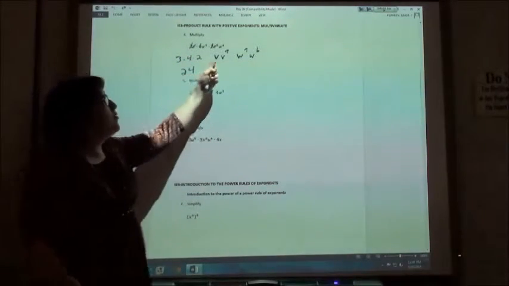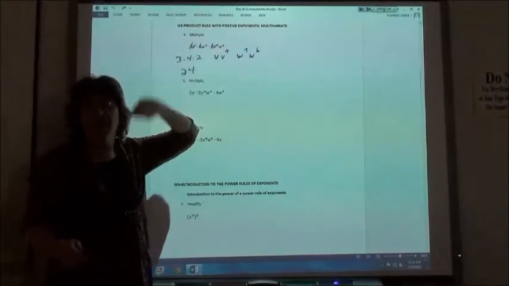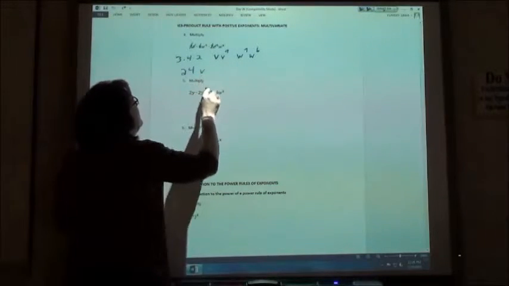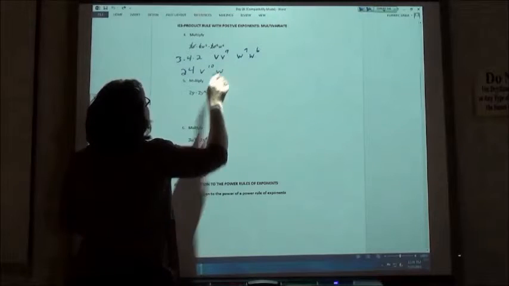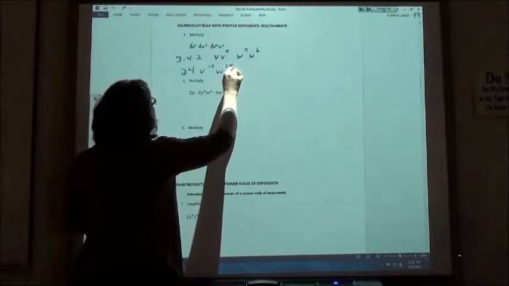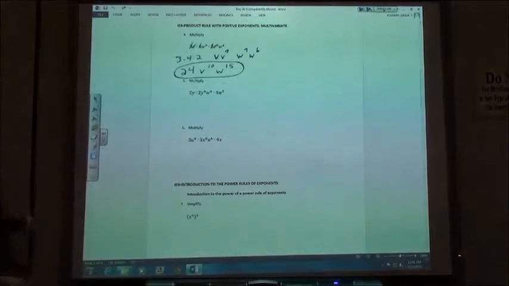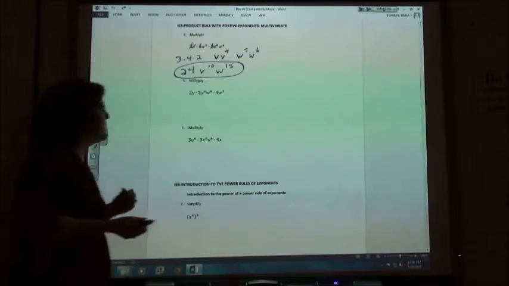And then I use my rule that I just learned. My bases are the same, I add my exponents. So if I take v times v to the 9th, I get v to the 10th. w to the 9th times w to the 6th would be w to the 15th. And so my answer is 24 v to the 10th, w to the 15th. So the numbers I do the normal way. The variables, I have to follow my rule for my exponents. If I'm multiplying, I add my exponents.